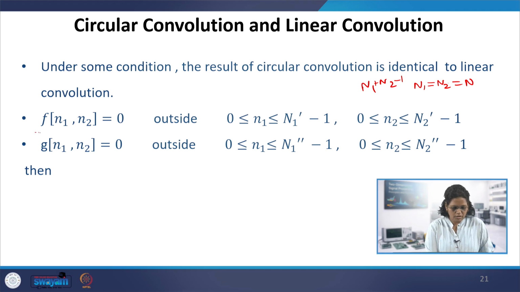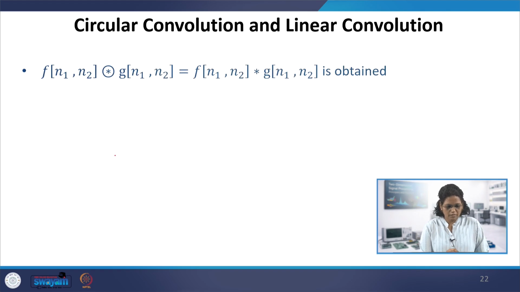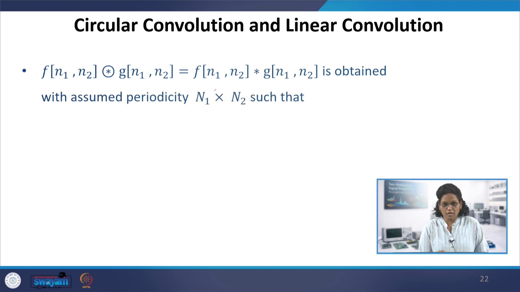Suppose we take a sequence f, which is 0 outside the region n1 dash and n2 dash, and another sequence g, which is 0 outside its own region. That means f has one region of support, and g also has one region of support. Then we circularly convolve these two sequences, and that is equal to the linear convolution when the assumed periodicity is n1 cross n2.